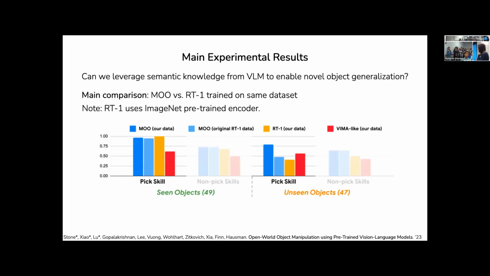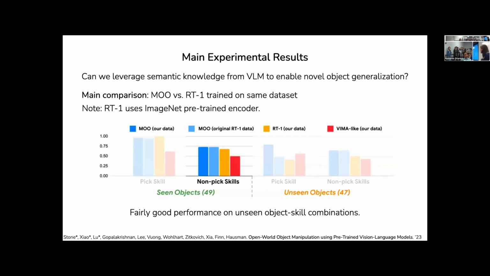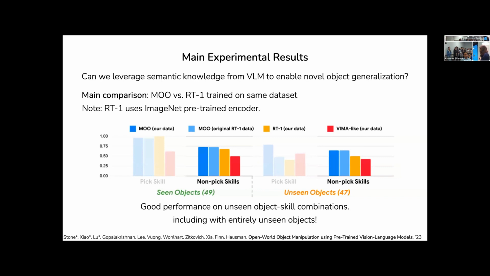Cool. So here's what the results look like. First, we can look at the grasping results, and we see that for seen objects, both MOO and RT1 are doing quite well for grasping, but for unseen objects on the right, MOO actually enables the robot to grasp unseen object categories with a more than 25 to 30% boost in success rate in comparison to using RT1. When we look at non-pick skills, we see that we get fairly good performance with unseen object skill combinations. And we also see that it's able to perform non-pick skills with completely unseen objects, more than around 10% better than the original RT1 architecture.